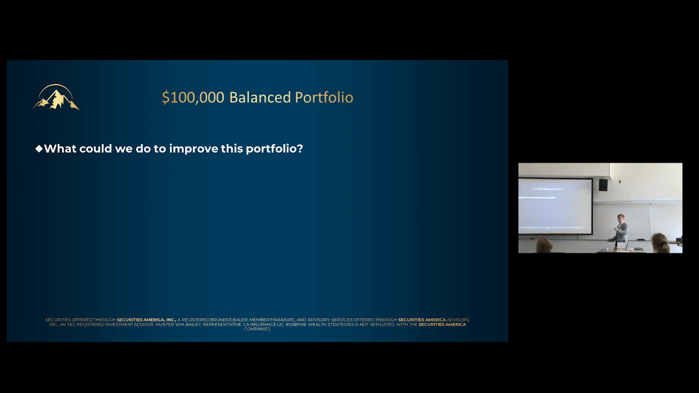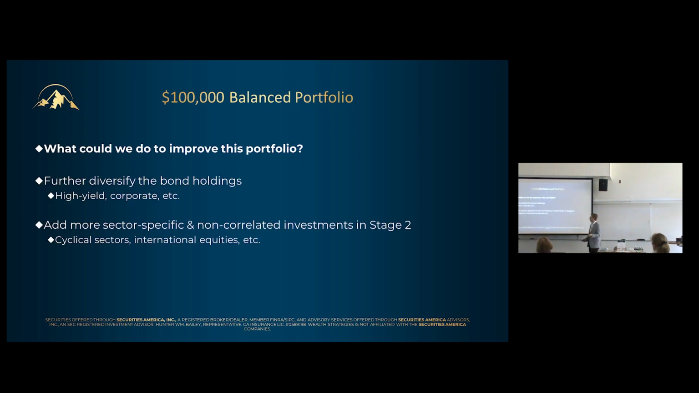But you're exactly right. Two of the things that I think we could do is further diversify bond holdings. We have two pretty big bond holdings that are pretty similar. I think there is more that we could do. Not that we're going to add very much of them, but we could add a little bit of high yield or corporate bonds.